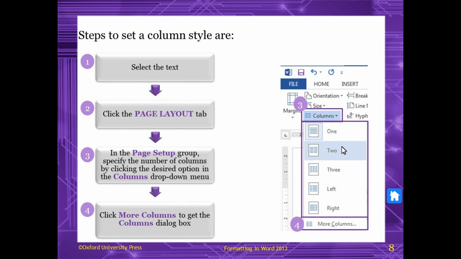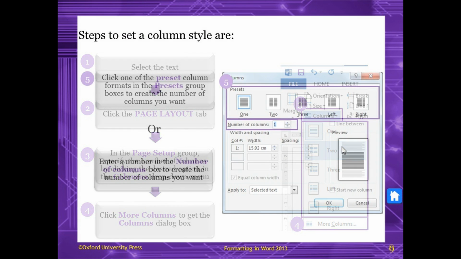We can, in Word 2013, make 13 columns in a single document in which we can write, and we can also set the width and spacing of each column from column number 1 to 13. So this is how we can change the columns.